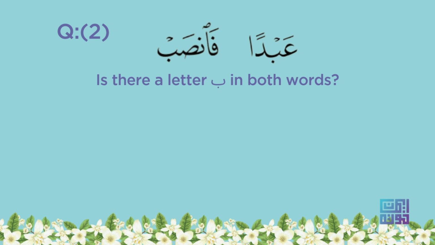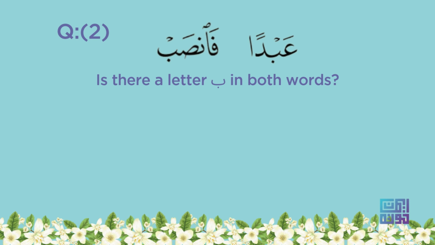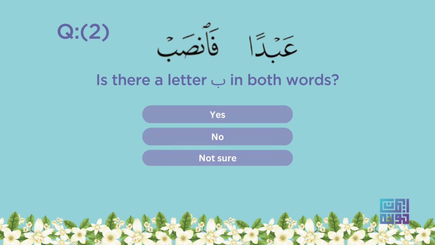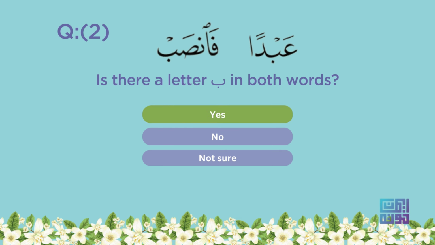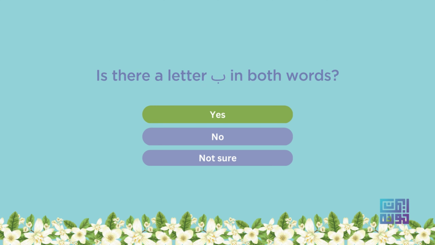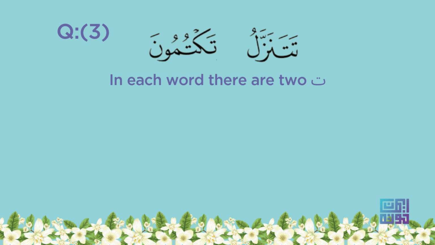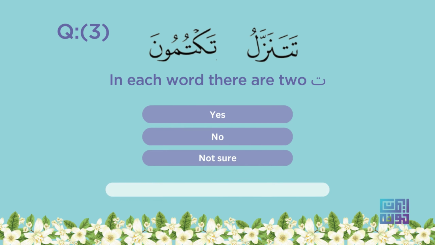In the above two words, is there a letter ba? Have a good look. Yes, no, not sure. Question number 3. In each word, there are two letter ta. Yes, no, not sure.